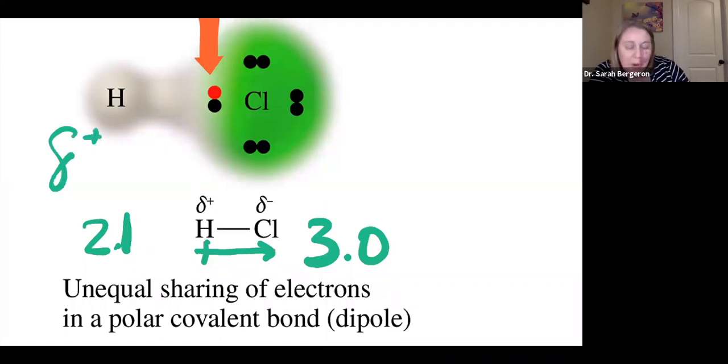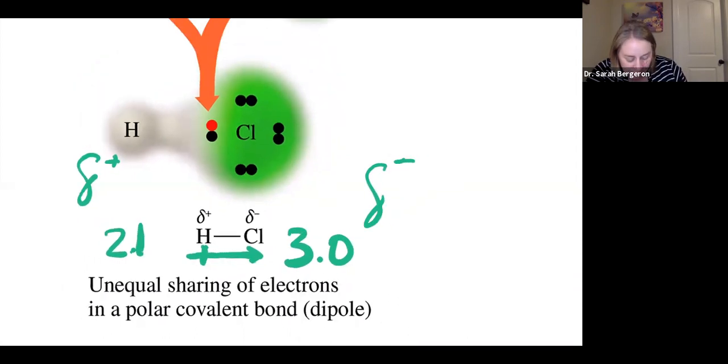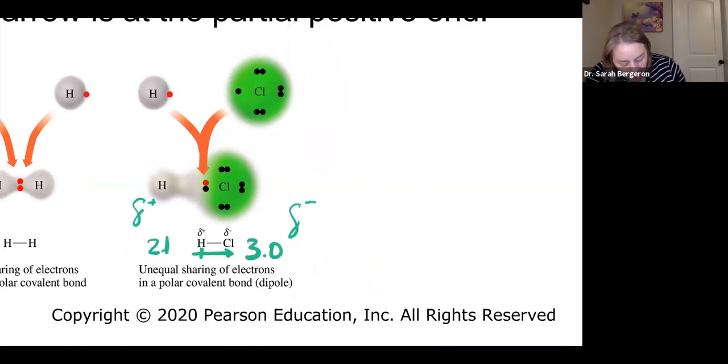So this is a partial positive, and this is a partial negative, right? Or you could denote it with an arrow where the arrowhead points towards the negative, and the plus part of the arrow is by the positive. It's just showing that the electron is going to spend more time with chlorine than with hydrogen, so it gives an unequal sharing of electrons. So this one is polar covalent.